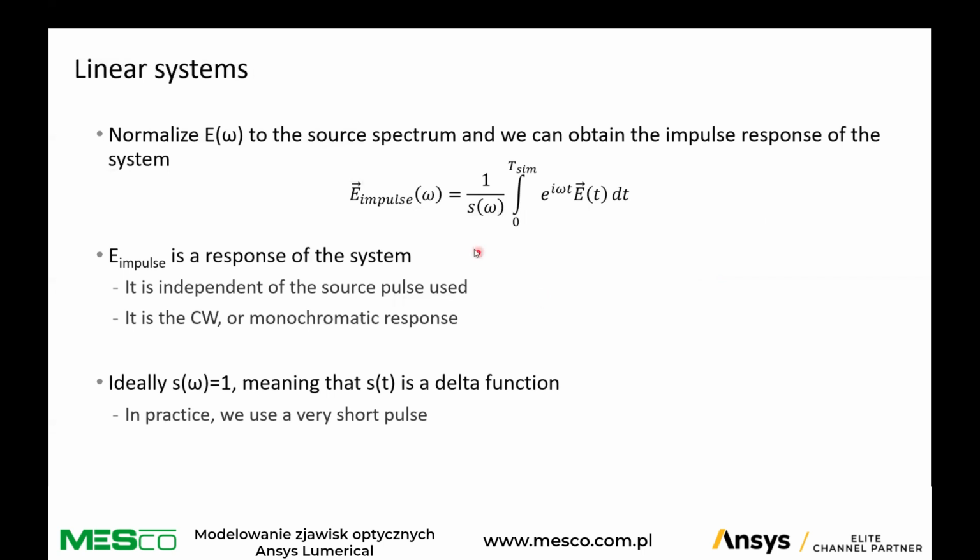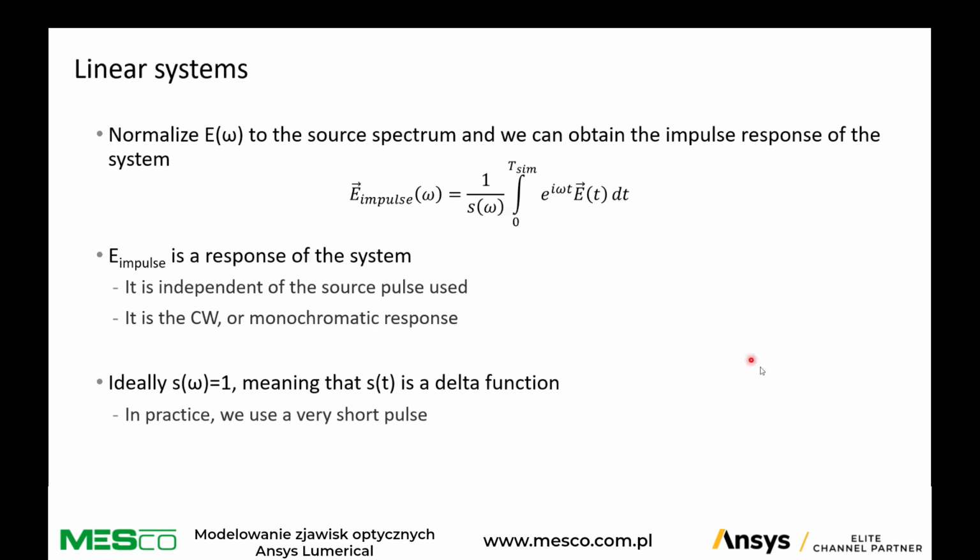And further than that, we also do a normalization. We normalize the frequency domain fields obtained by that Fourier transform to the source spectrum. The idea here is that we can get the impulse response of the system that is completely independent of the spectrum of the source.